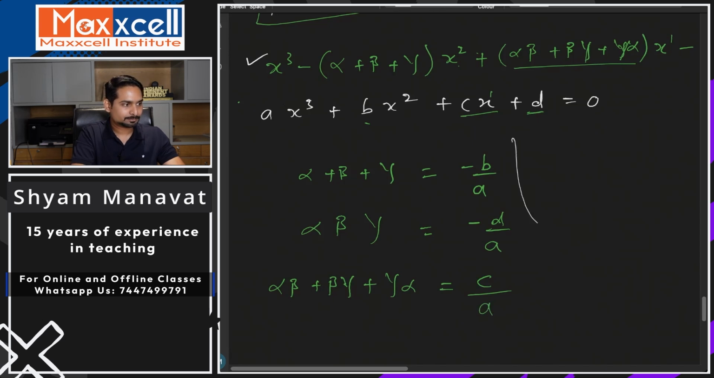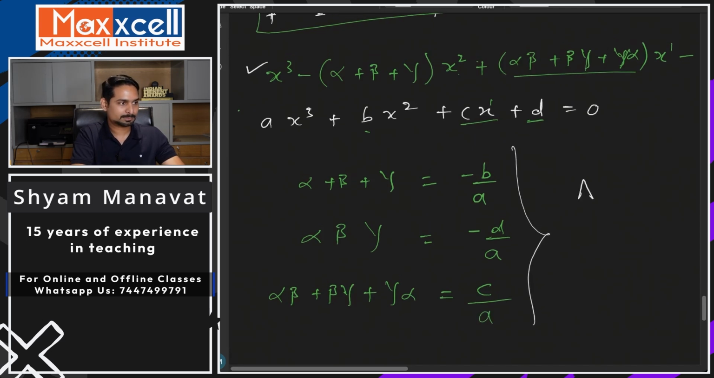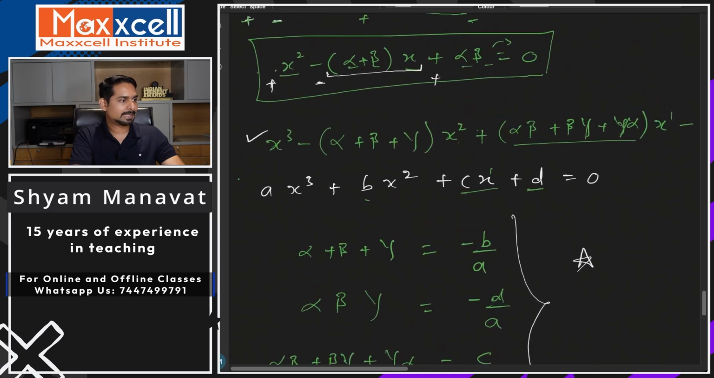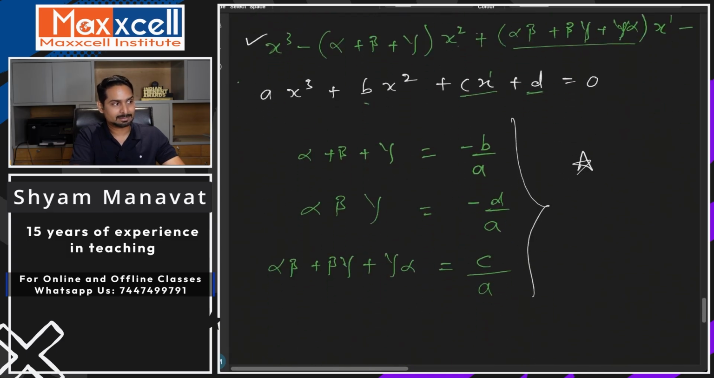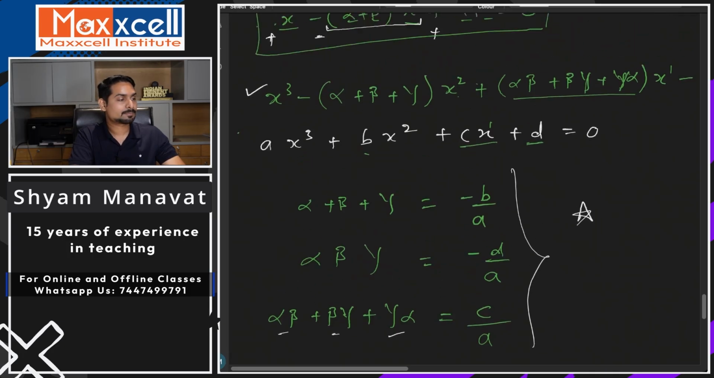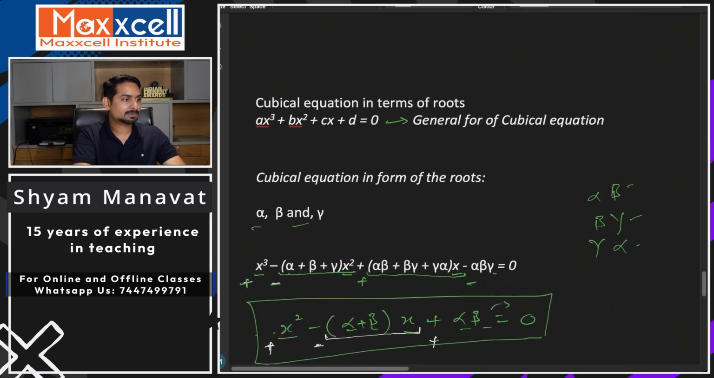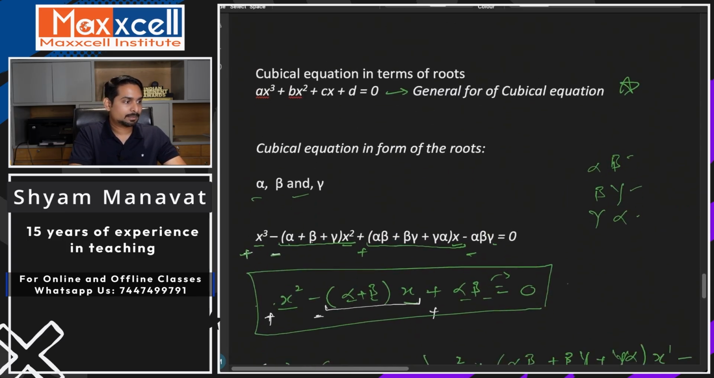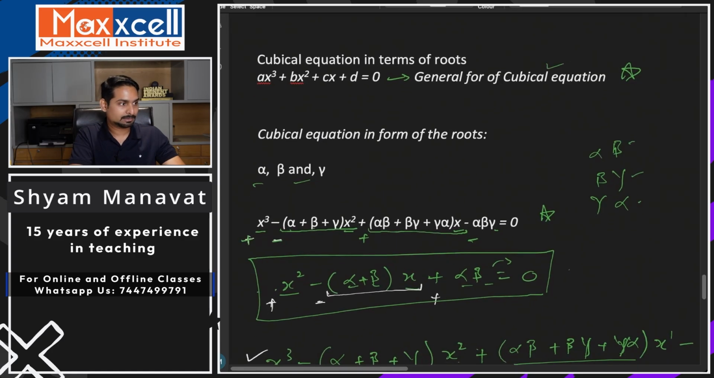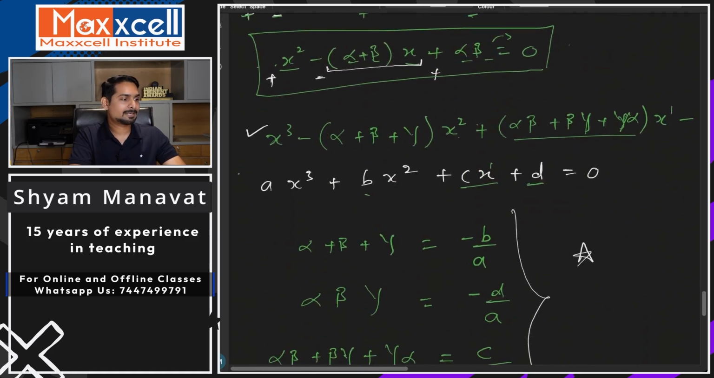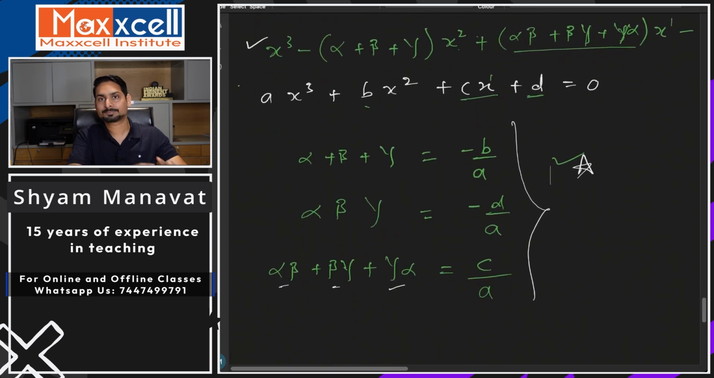Note this part, it's important. Note this for cubical term, and please don't by heart. Understand, sum of roots minus b upon a, product of roots minus d upon a, sum of product of two roots at a time, c upon a. Yeah, and note this general form of equation, that's also important. Cubical equation in form of roots, that's also important. So 1, 2 and 3, these three you should note.